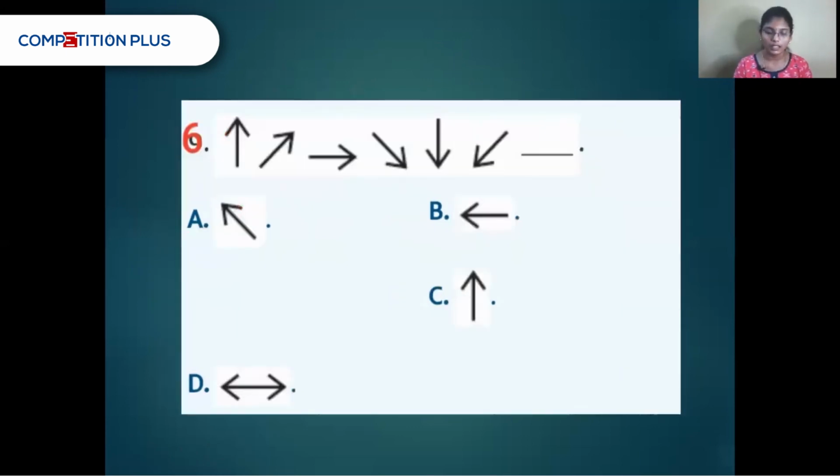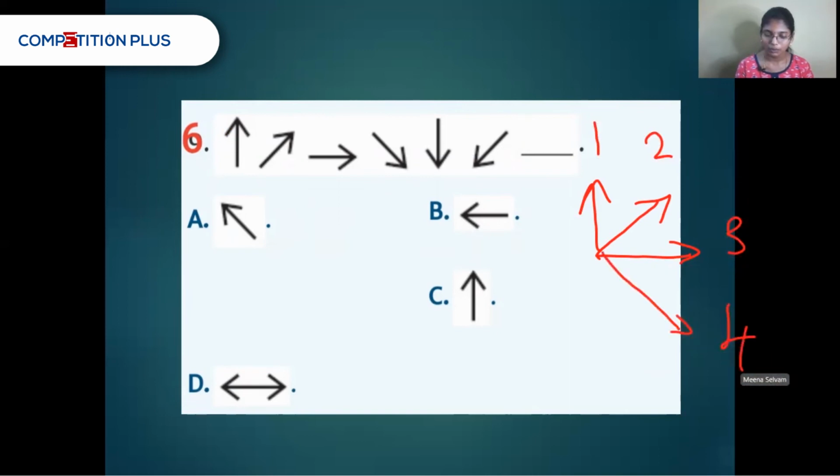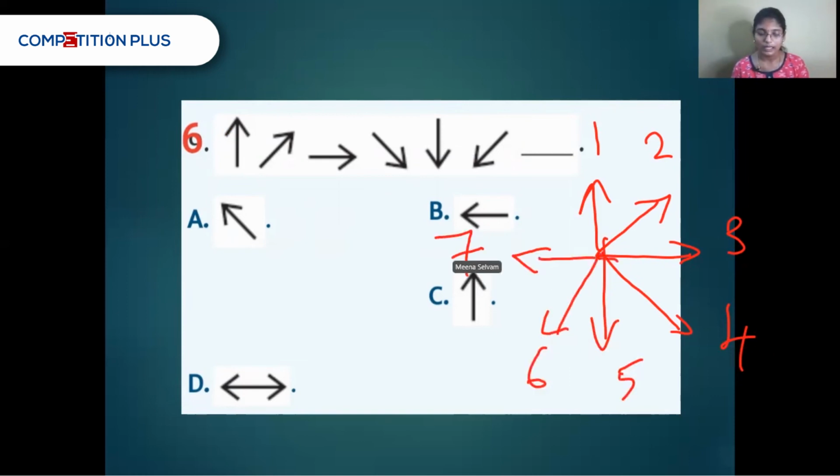Question number 6. This involves your arrow marks. Look at the movement of the arrow mark in each position. From here, it has moved 45 degrees, another 45 degrees to the third position, another 45 degrees in the fourth position, now here in the fifth position, now here in the sixth position, and the next, seventh position would be facing towards the east direction of your north, south, east, west. So option B is the correct answer. Watch carefully each movement of the directions given.